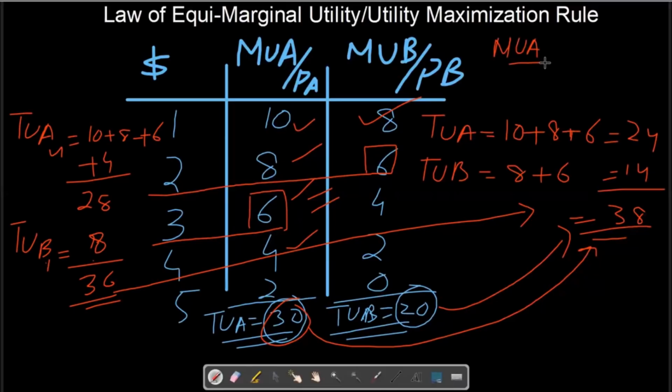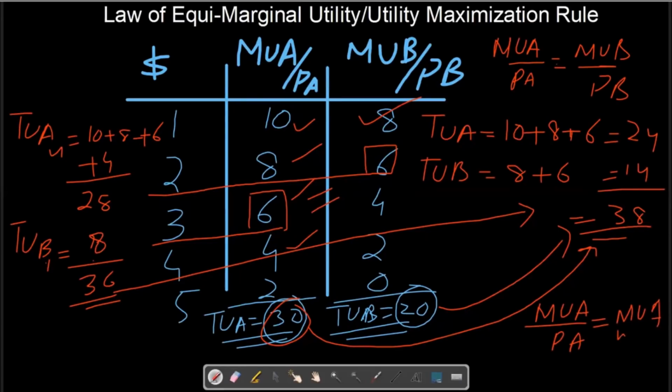The formula for the utility maximization rule is: marginal utility of A divided by price of A must be equal to marginal utility of B divided by price of B. And another formula for the utility maximization rule is: marginal utility of product A divided by price of product A must be equal to the marginal utility of money. If the marginal utility of money is given, then we can maximize our utility by equating the marginal utility of product A.